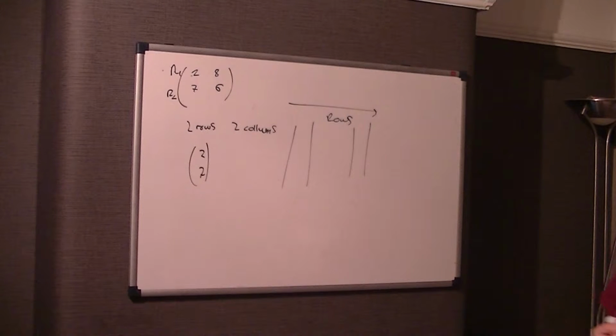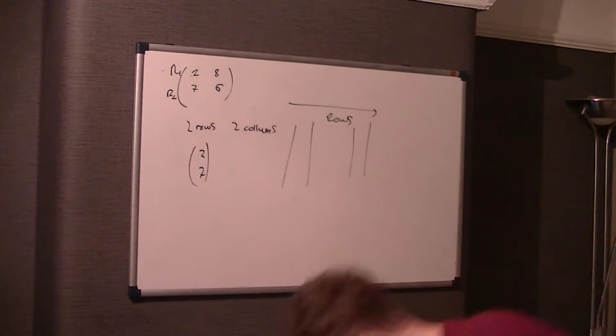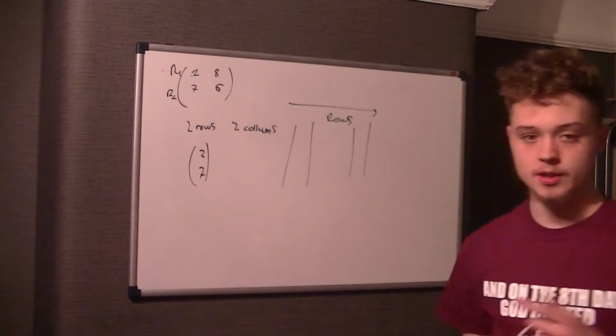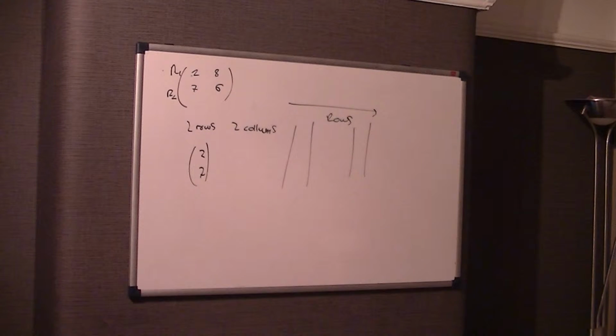There's nothing more to it, okay? It's just the number of rows times the number of columns, and it's just a way of setting out a couple of numbers. Right, so that's what a matrix is.